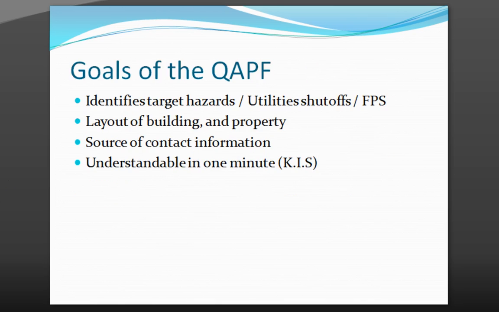Now the goals of this quick action planning form are to identify our target hazards, show where our utility shutoffs are, and note where the fire protection systems are if there are any. It also helps to get the layout of the interior of the building for our firefighters, and the overall property layout, which helps us to set up where we're going to set up our operations.